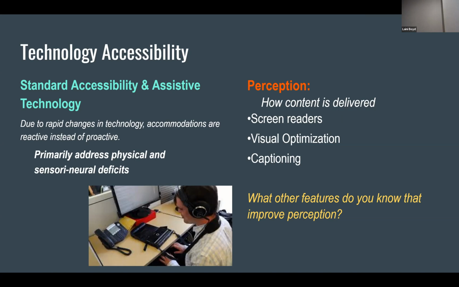So we have visual optimization, which is like the dyslexia font. Or, all right, I use dark mode, and that's why I have a dark background on my slides, because that's best for my eyes. But I know some people do better with a light background and dark text. So that's perception. And in an ideal world, I could take these slides and send them to someone and they could change the background to make it work for them. So does anyone have any other features that improve perception other than captions or the way things look?